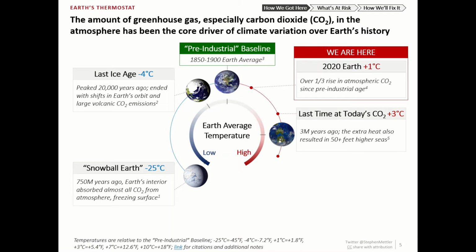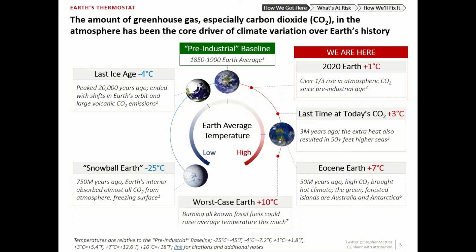More extreme examples include the Earth in the Eocene era, when very high carbon dioxide made the planet so warm that if you look at this image closely, in this climate, Australia and Antarctica are those green forested islands, just to give a sense for how different that climate was from the one that we have today. And then finally, in the most extreme scenario, not that we would ever try to make this happen, scientists have estimated that if we burned all known fossil fuels, we would warm the Earth by about 10 degrees Celsius.